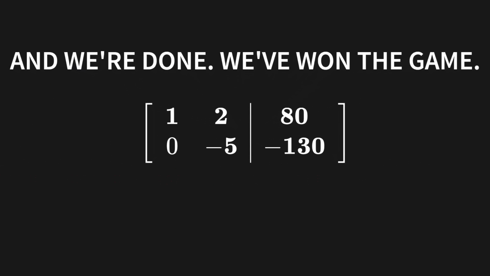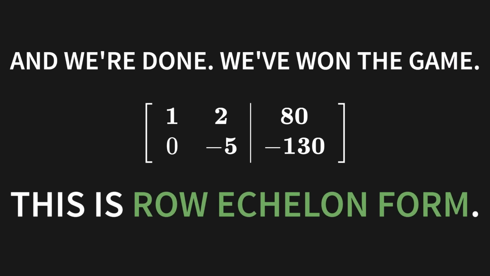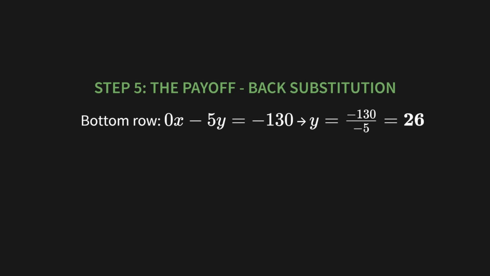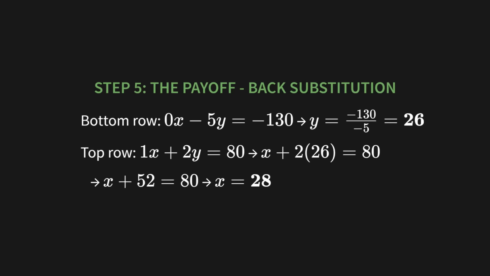And we're done. We've won the game. Look at that beautiful upper triangle shape. This is row echelon form. Step 5, the payoff. It's called back substitution. We just turn this back into equations. The bottom row tells us 0x minus 5y equals negative 130. That's easy. Y equals negative 130 divided by negative 5, which is 26.